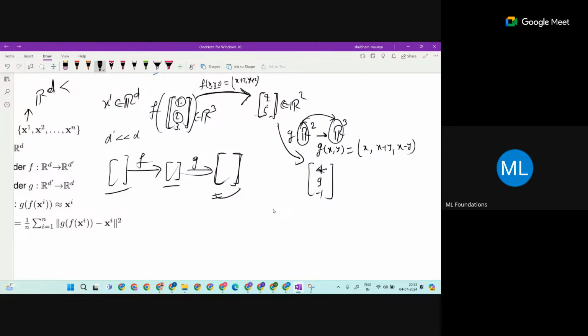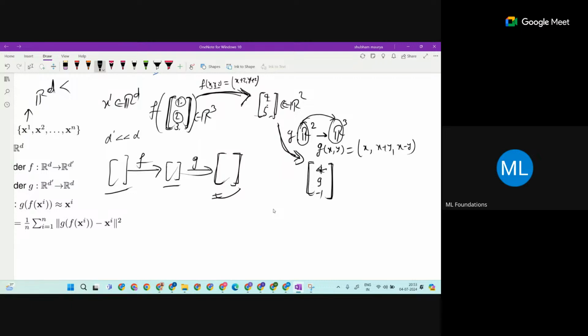Previously we had 3 dimensions. After encoding, I reduced the dimension to 2D, and then again I used the decoder and came back to the same dimension. This is the encoder and decoder.